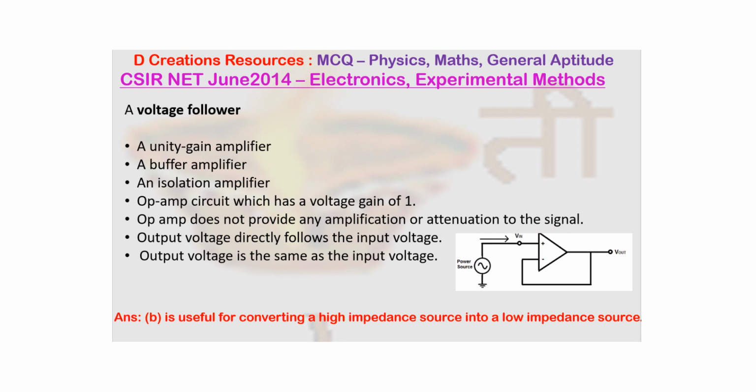And here amongst the options, the correct option is B, that a voltage follower basically is useful for converting a high impedance source into a low impedance source. And of course, I'm sure when I say impedance and when you think of Ohm's law, it also talks a lot about the current. So this is the answer for the question on voltage follower.